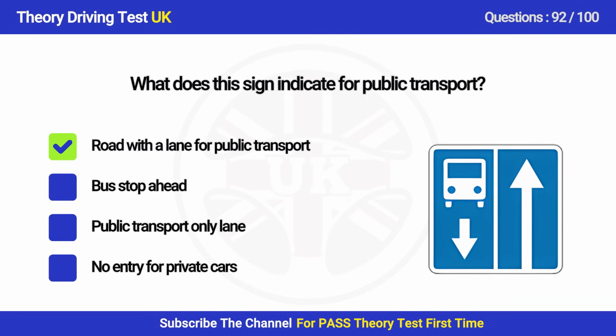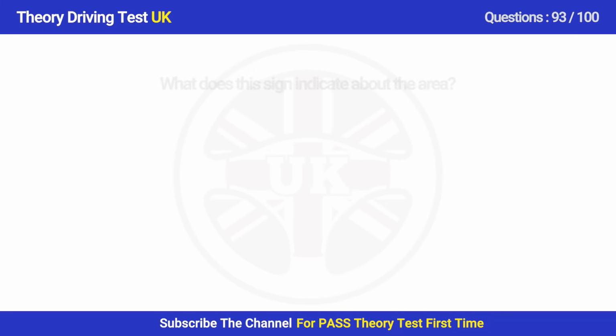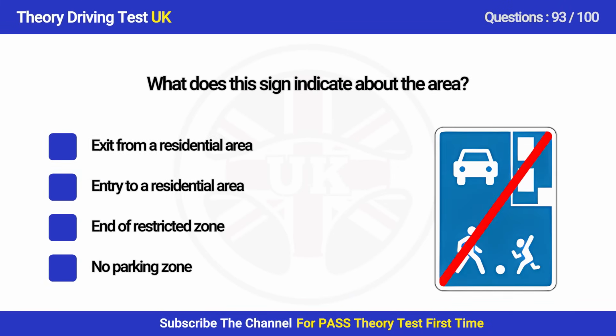Answers is A. Road with a lane for public transport. This sign indicates a road where there is a dedicated lane for public transport vehicles, buses, trams. Private vehicles are generally prohibited from using this lane, especially during operational hours, to ensure smooth flow for public transport. Question 93. What does this sign indicate about the area?